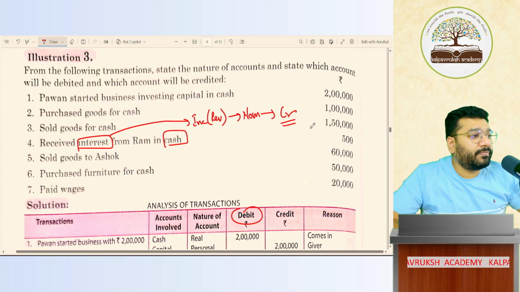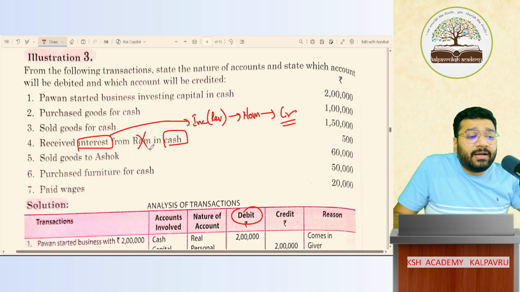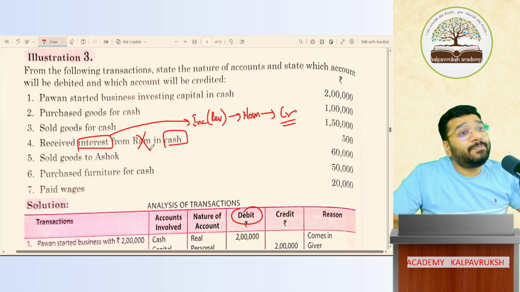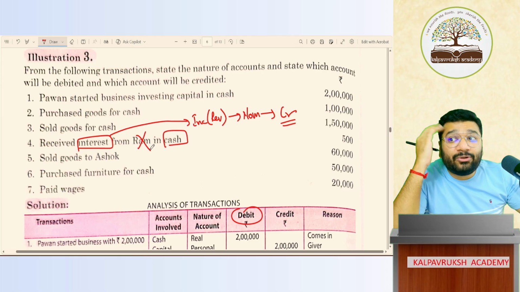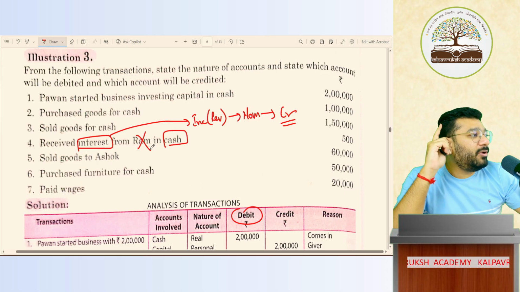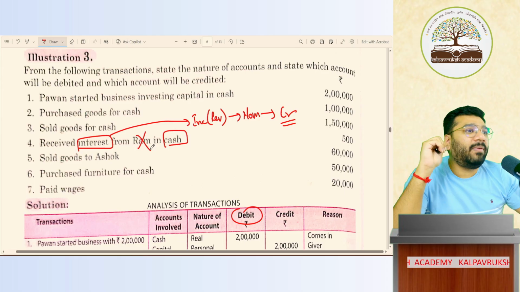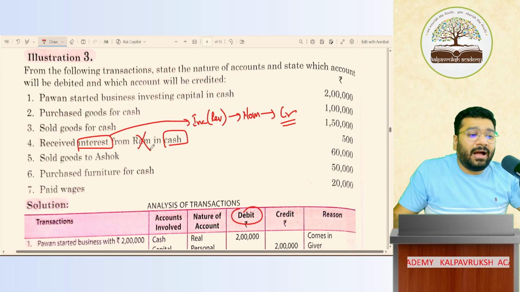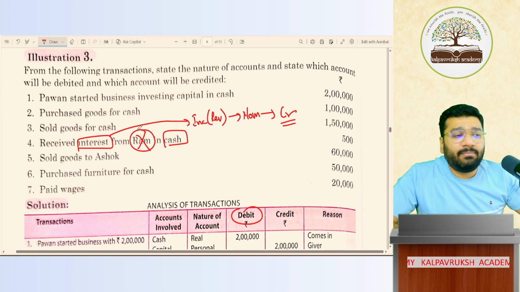Sir, will the Ram account come? No, because Ram has paid the money. If I have received money from Ram, do I need to remember his name? No. Remember DMart, everybody pays the money and goes. Will I remember the customer's name? Not required. If any person is paying the money, I don't need to remember his name. Got it?